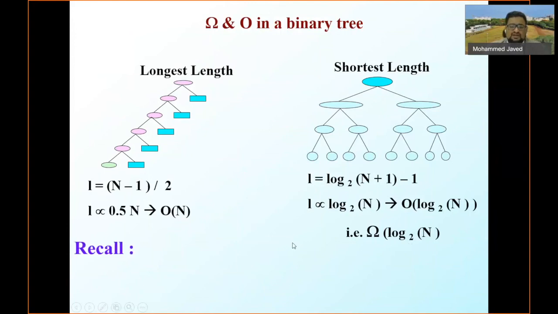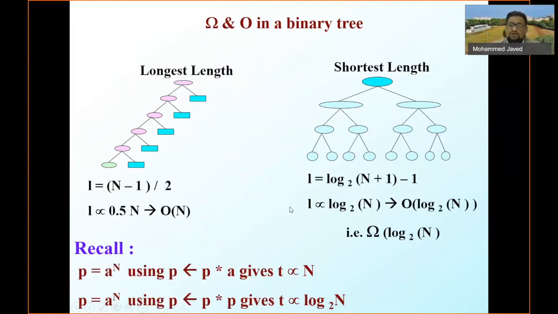So let us recall. In the same way we can solve many problems, like we have solved p is equal to a power n using p equal to p multiplied by a, given t is proportional to n, and p is equal to a power n using p is equal to p into p, right? So you can multiply this one continuously. In the second case, we use the binary tree representation to solve the problem, and the complexity which we got was log n to the base 2, right? Thank you.